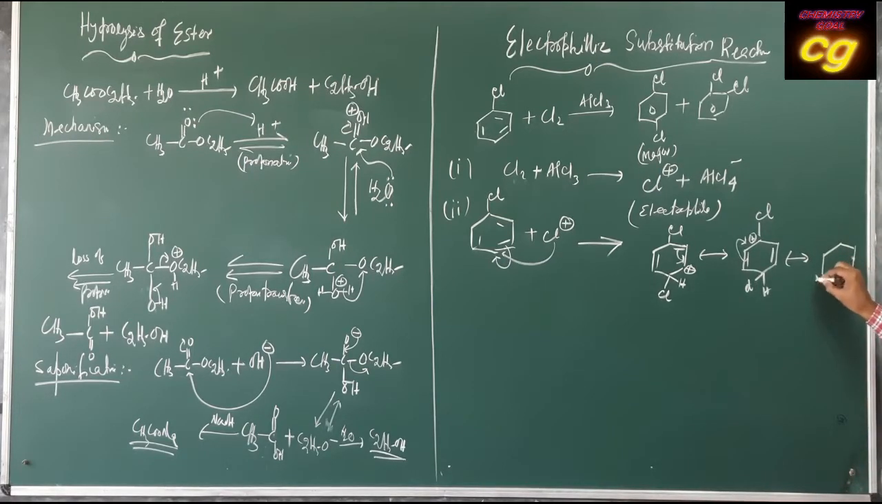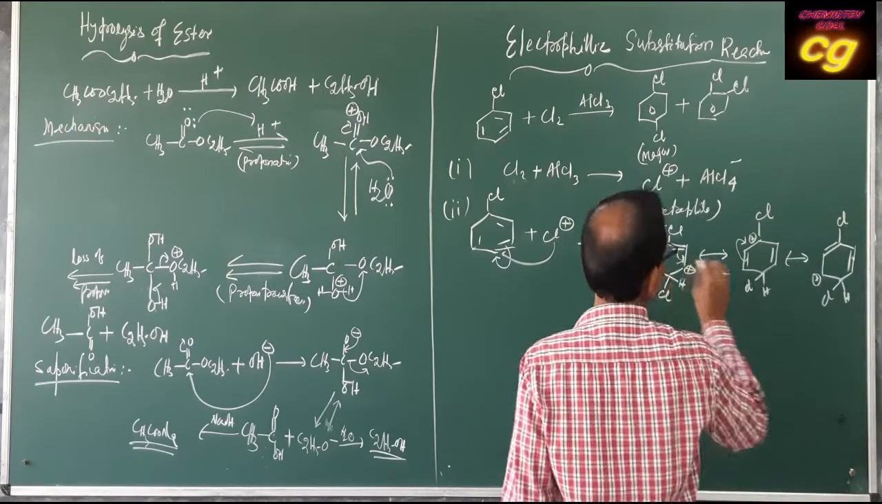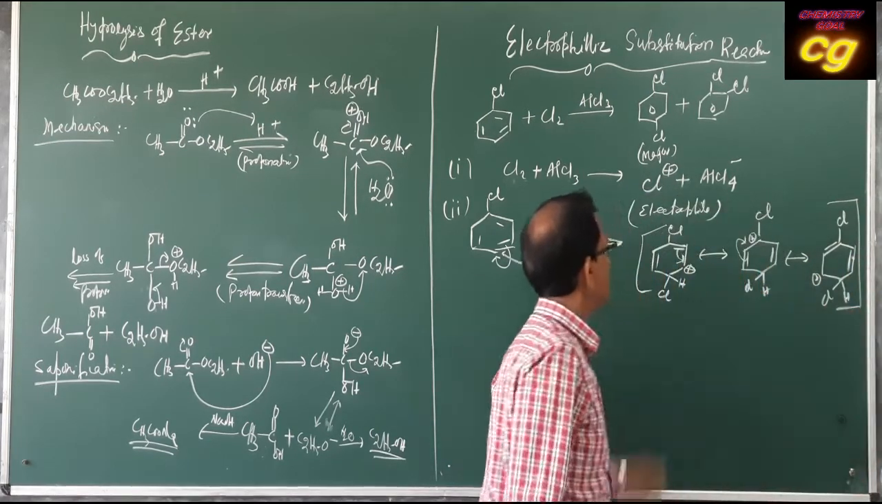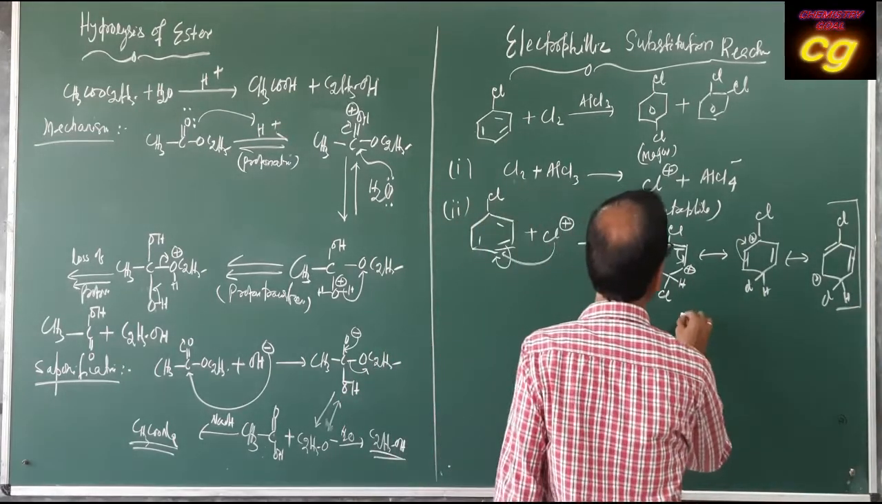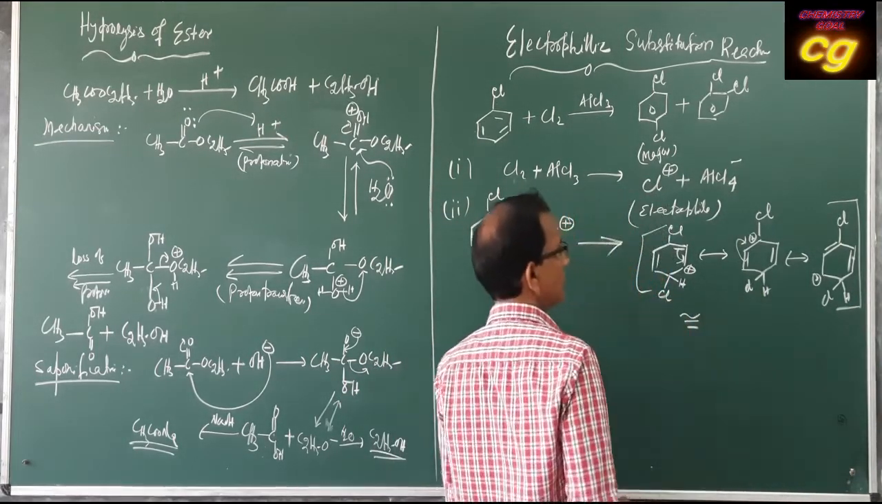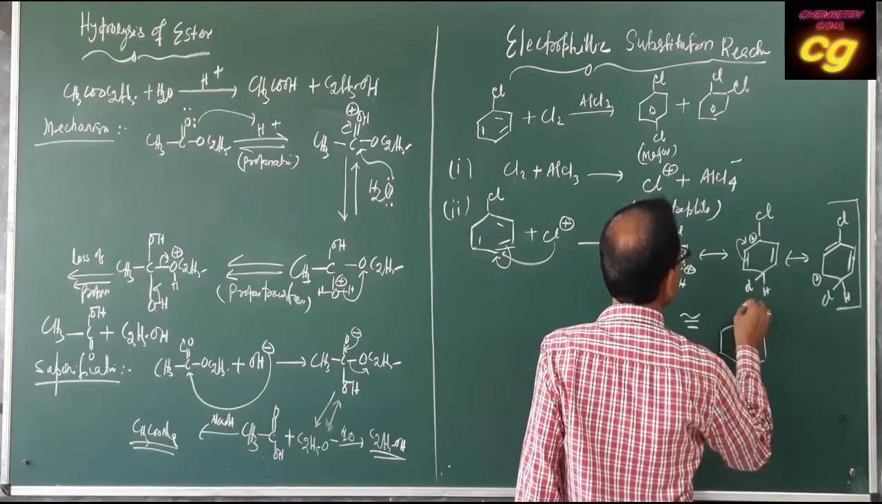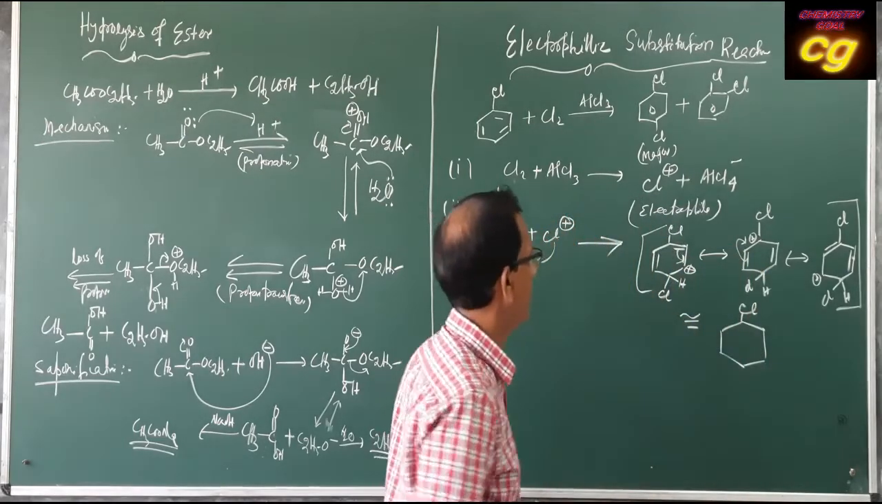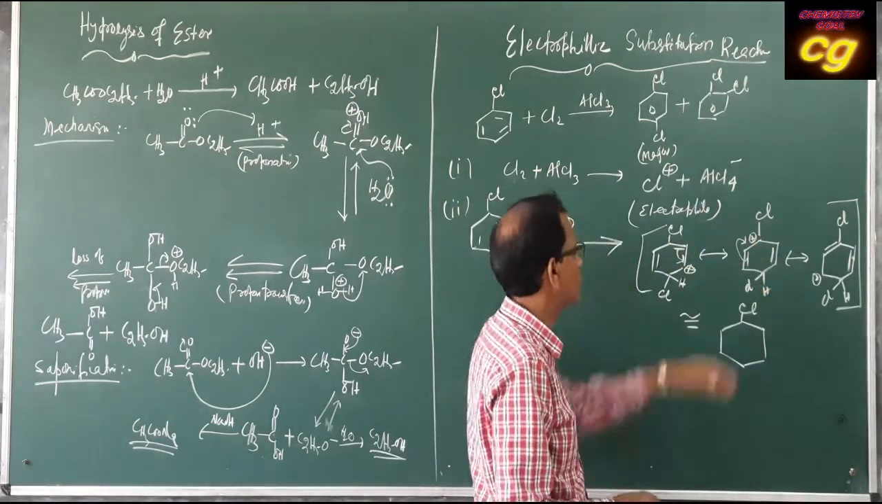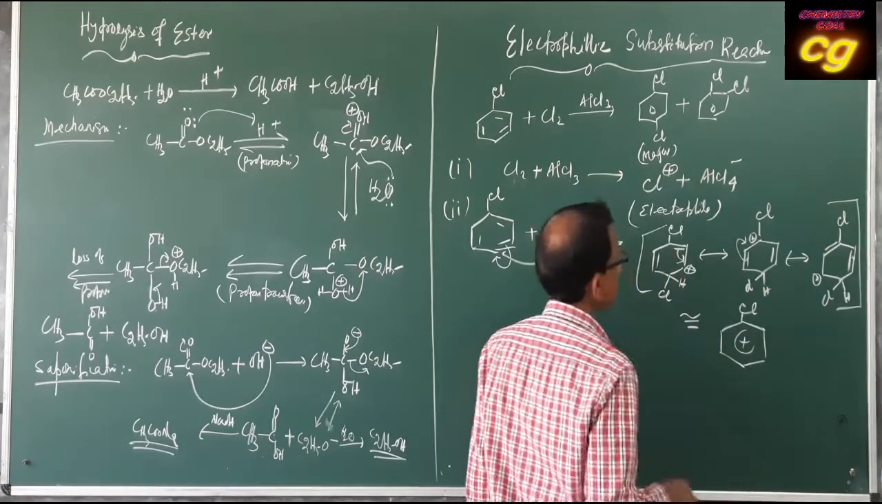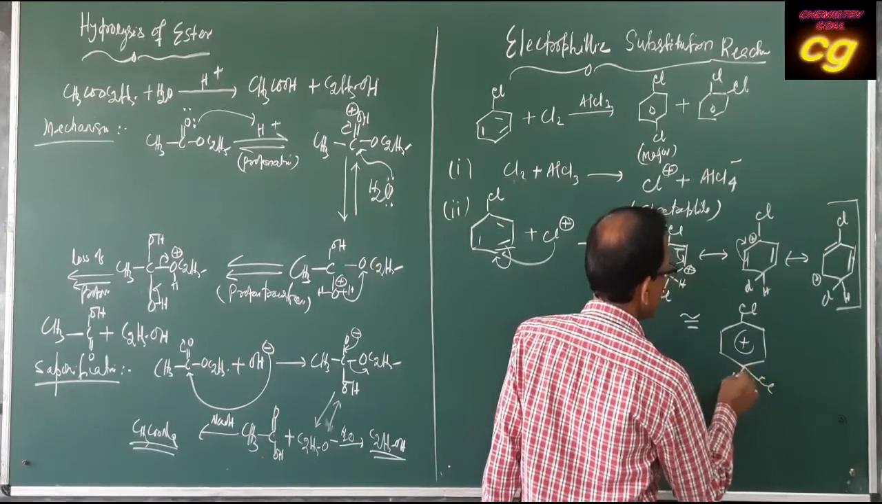Here it is the plus charge, then the double bond, Cl, then ClH. That means this structure has resonance structures. It is equivalent to which one? This, that chlorine, and the positive charge is circulating throughout the ring, so it becomes a plus charge. Here chlorine is there and hydrogen there.